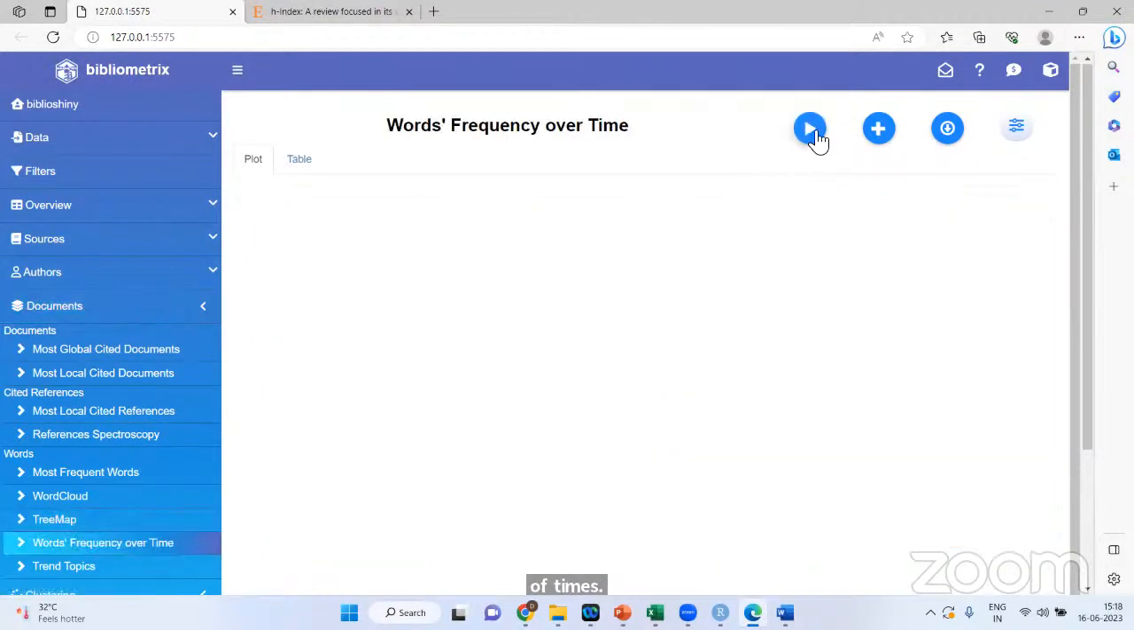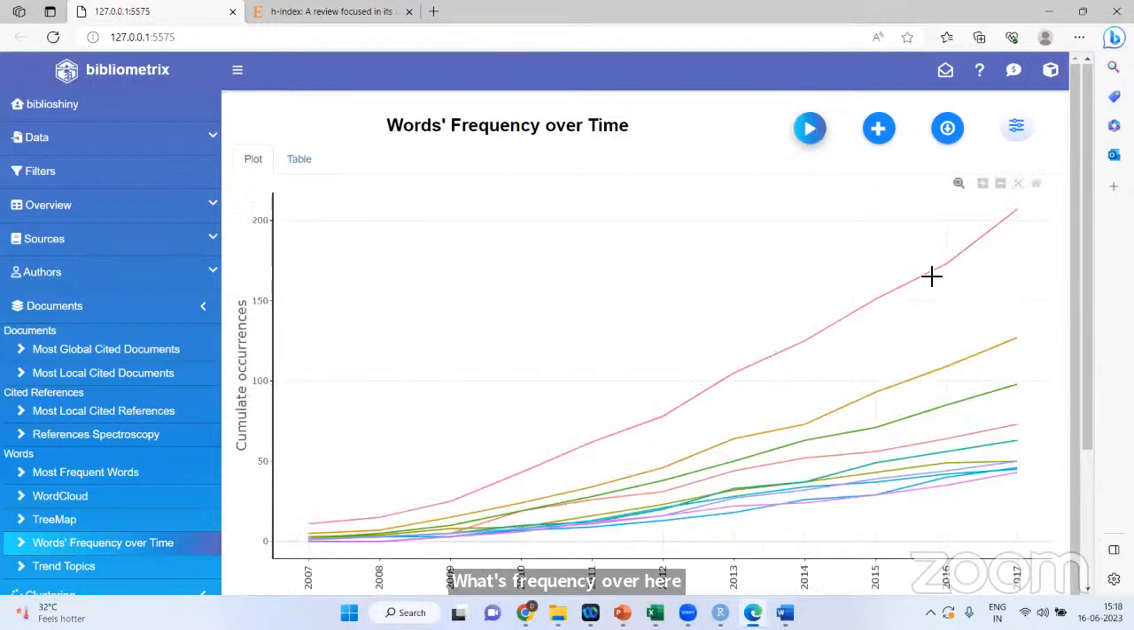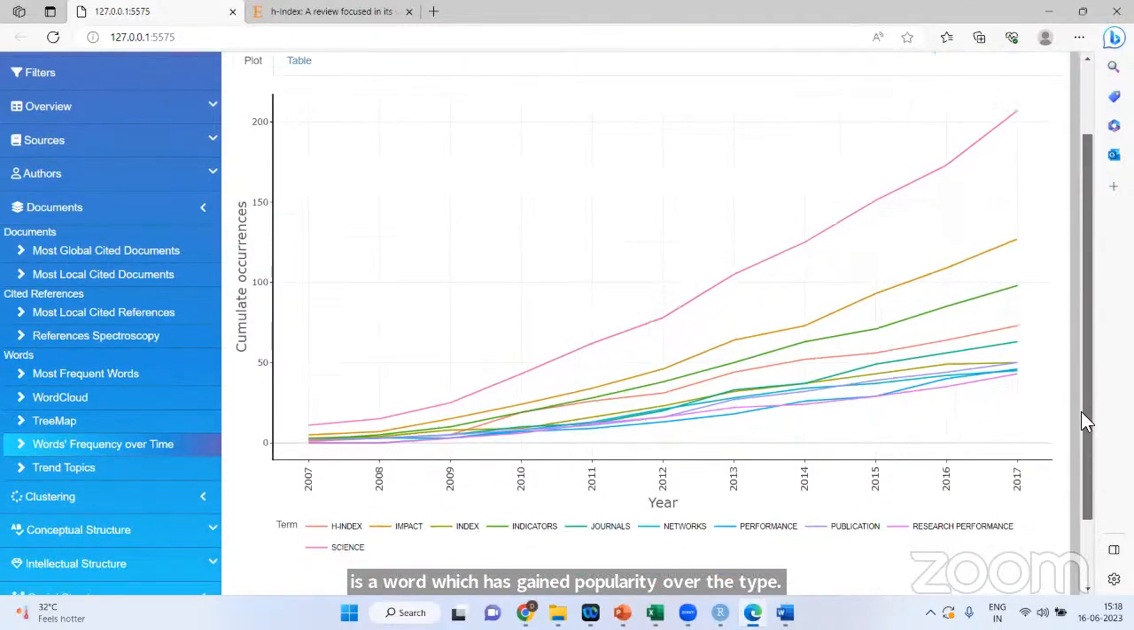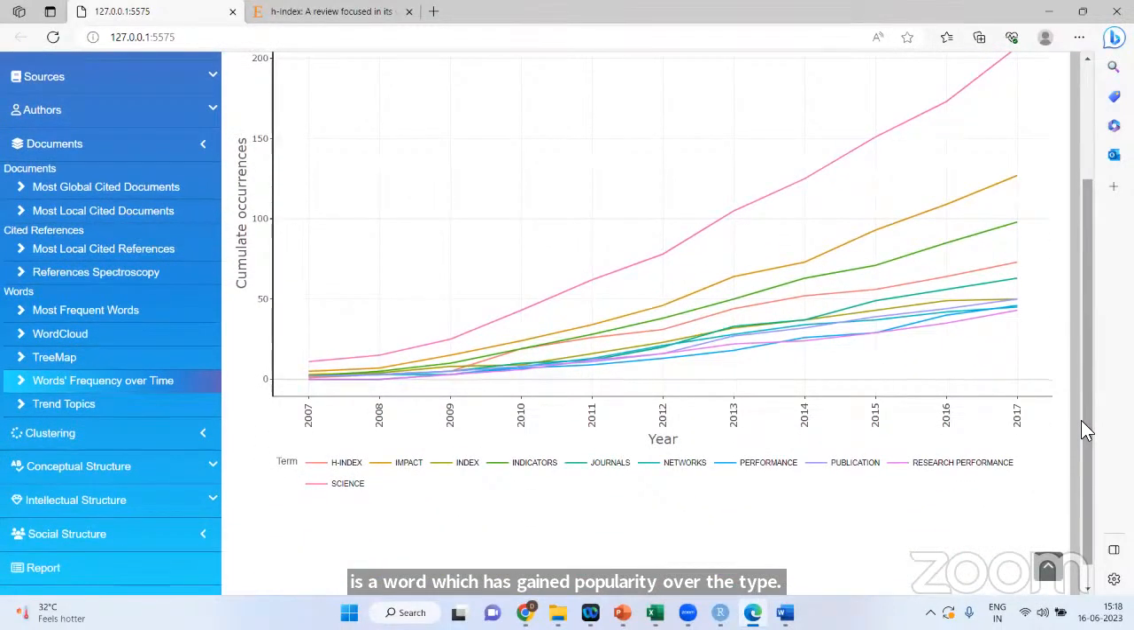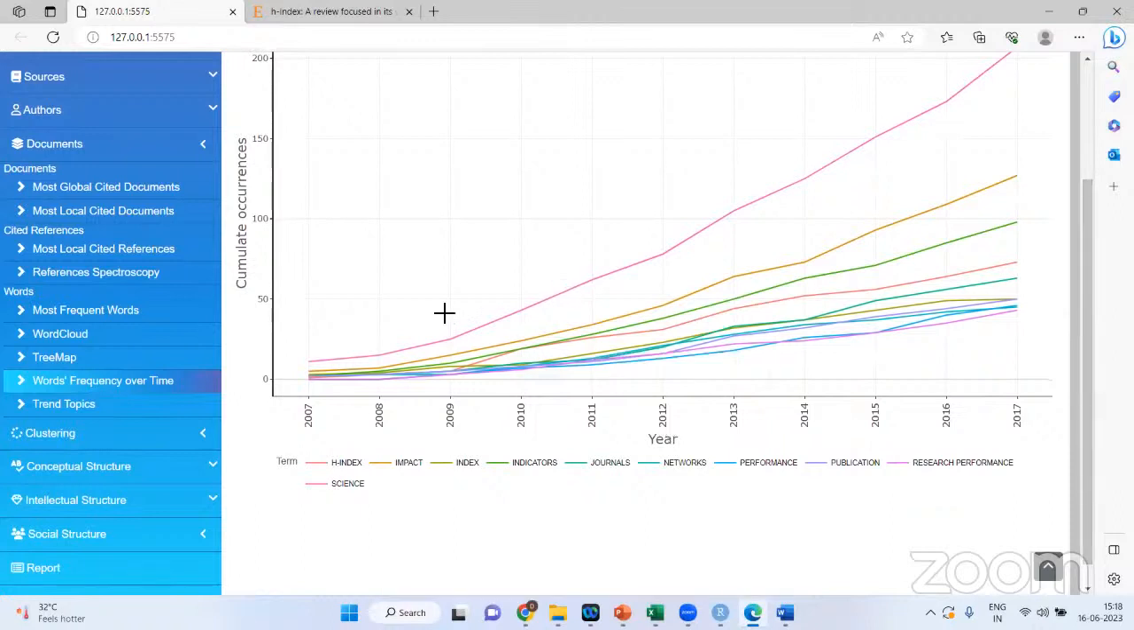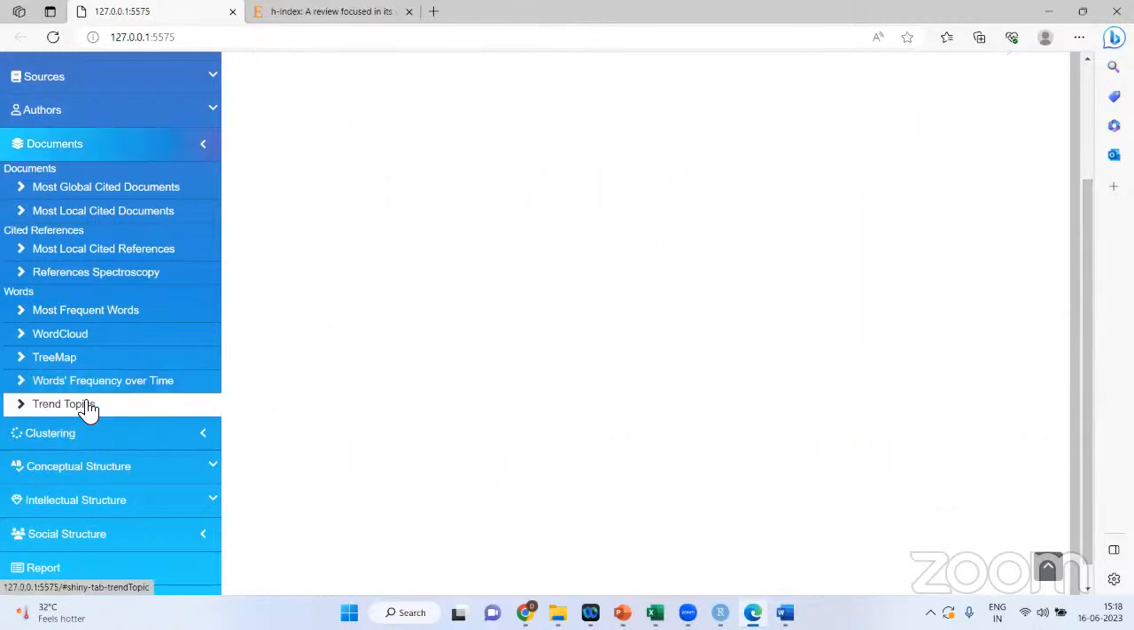Words frequency over time, which is a word which has gained popularity over the time. Trending topics.